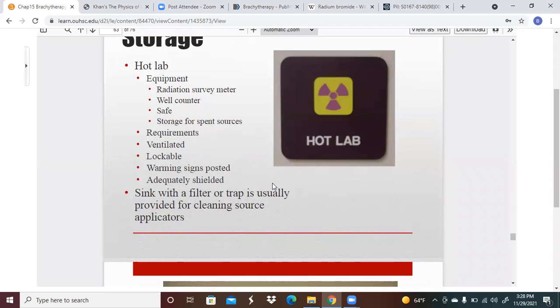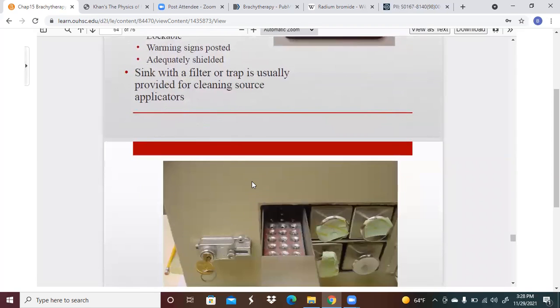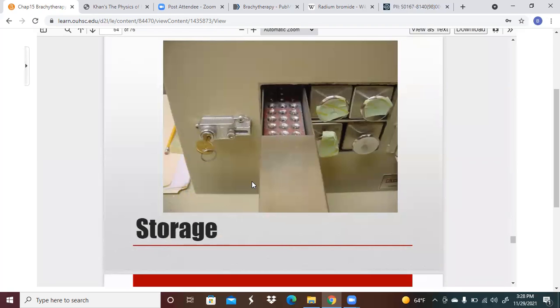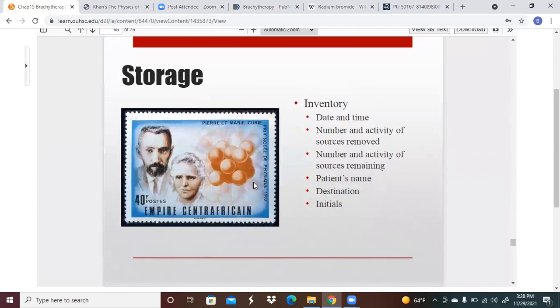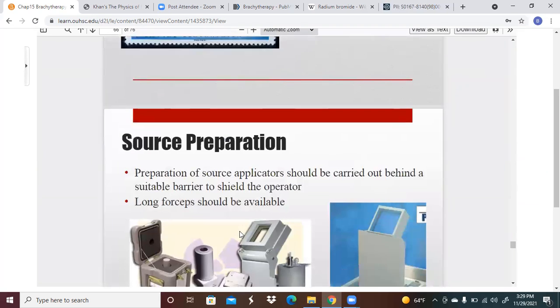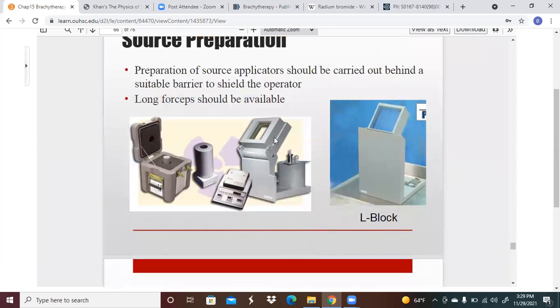The last thing you want to do is to have a seed or part of a link that ends up getting lost, because that can lead to some real accountability issues. So when it comes to the inventory, when did you get it? How long has it been there? The number of activity of the sources removed, number of activity of sources remaining. What did you use? What's left? Who did you put it into? Where is it going? And who's responsible for receiving, or for that matter, sending?